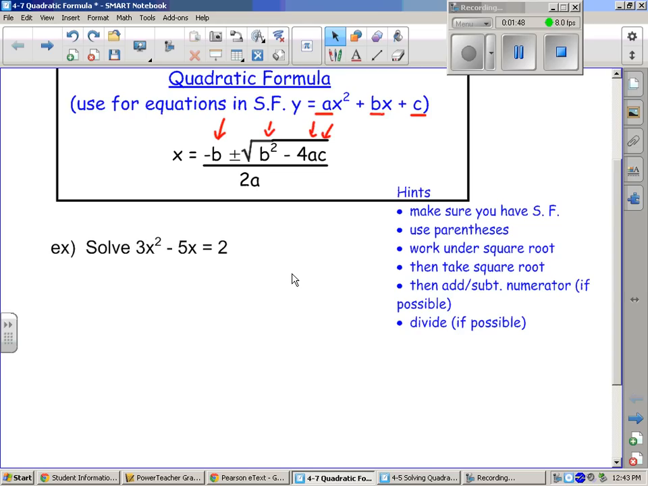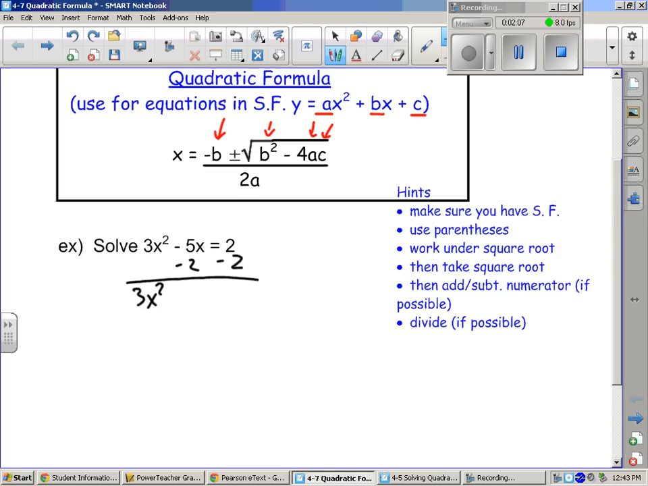All right, here we go. So, this is our A. Wait a minute, you don't have standard form. Oh my goodness, I don't. I was getting ahead of the game here. I'm so excited to use that quadratic formula. All right, so I'm going to subtract 2 from both sides and get it in standard form: 3x squared minus 5x minus 2 equals 0.